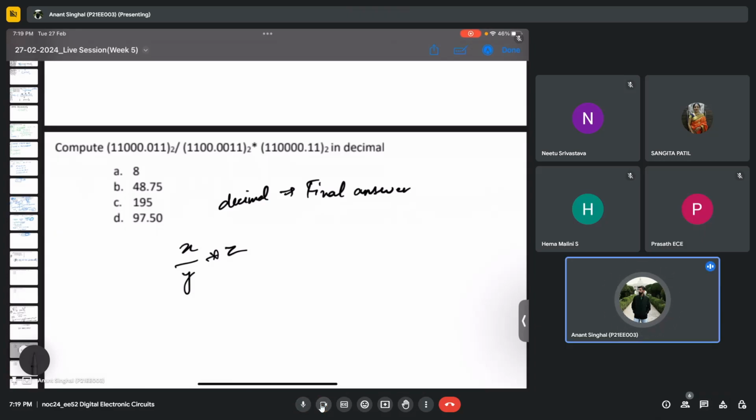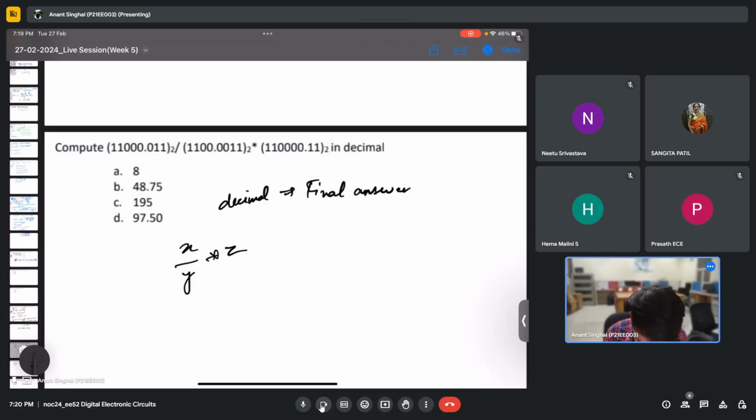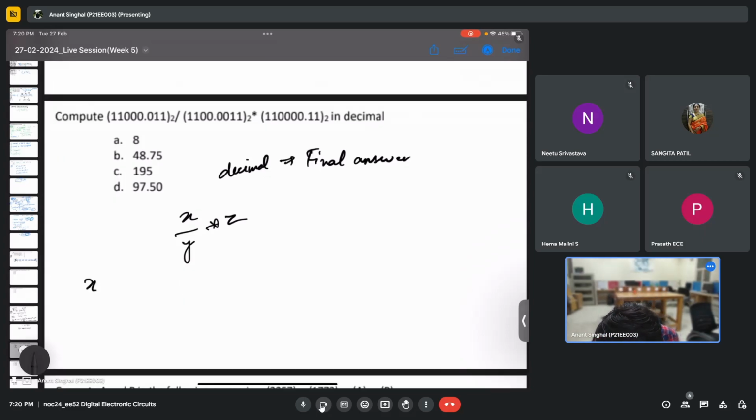Yes, still no answer. So let me try to solve it then. I'm writing the x first of all, which is 1100.011. This is 0.25, this is 0.125, then 1, 2, 4, 8, 16 plus 8. So x is 24.375.